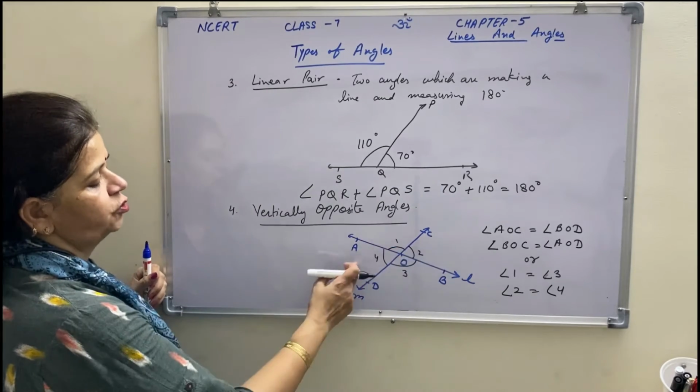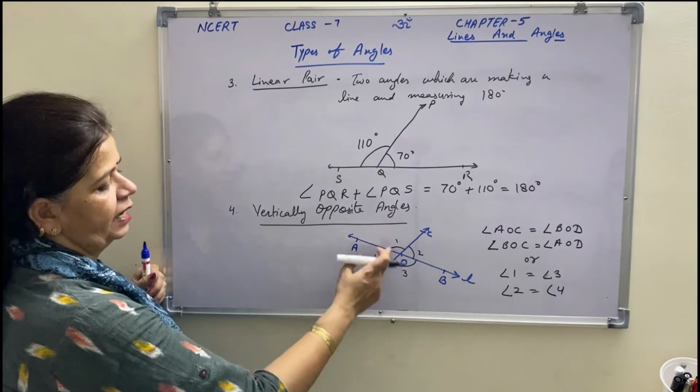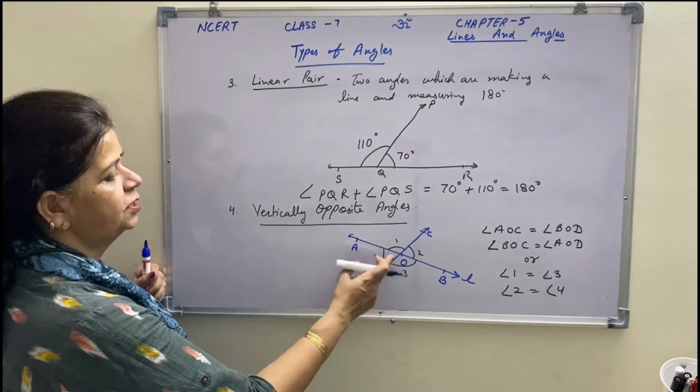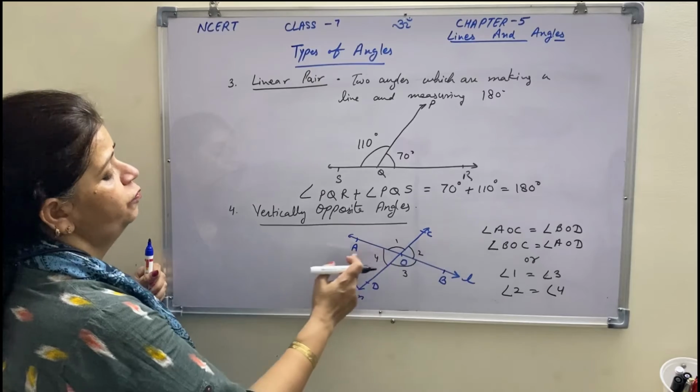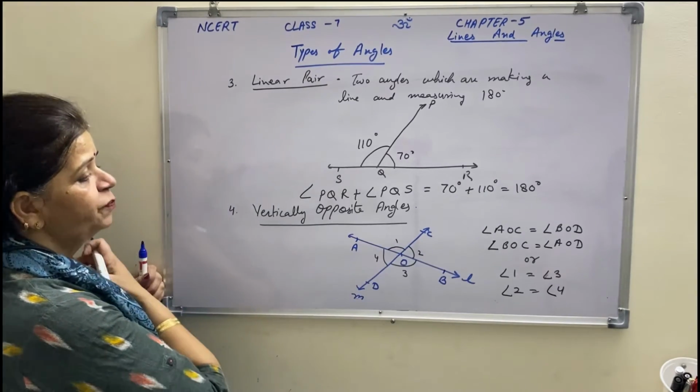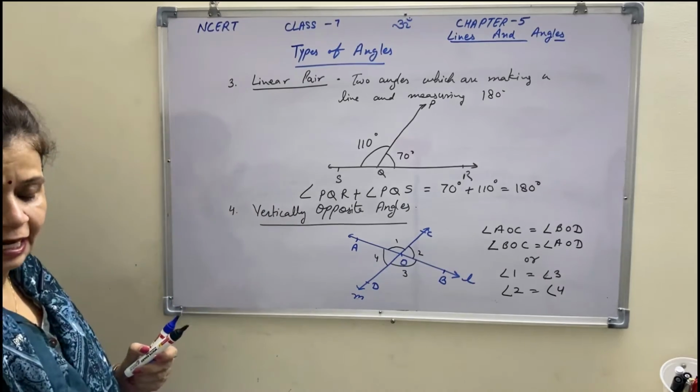These are two pairs of vertically opposite angles. Here we have 1 and 3, they are opposite to each other and they are the same in measure. 2 and 4, they are opposite to each other and their measure is also the same. So they are vertically opposite angles.